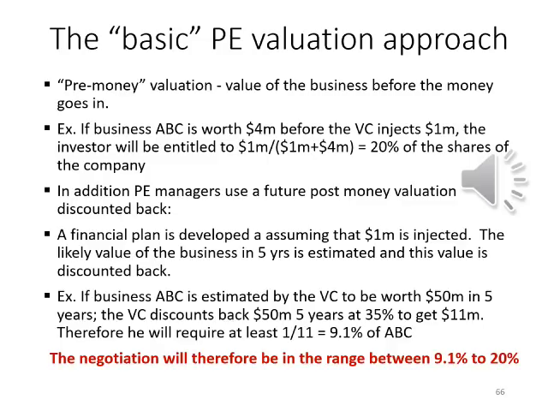So notice that there is a difference between a post-money valuation, which is the static method, which is 5 million, and a post-money valuation according to the dynamic forward-looking method, which is 11 million. And therefore, it's obvious to see that the negotiation will be in the range of 9%, which is the minimum amount the venture capitalist will accept, to 20%, which might be what he manages to negotiate according to the static approach.